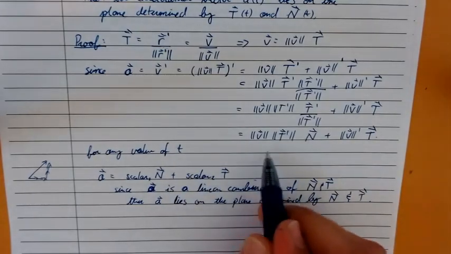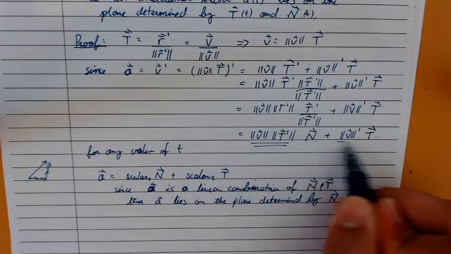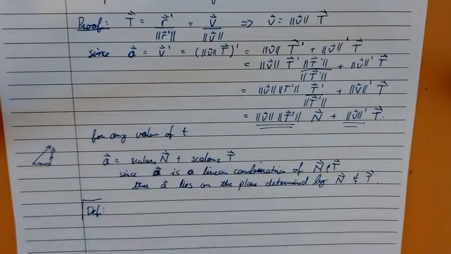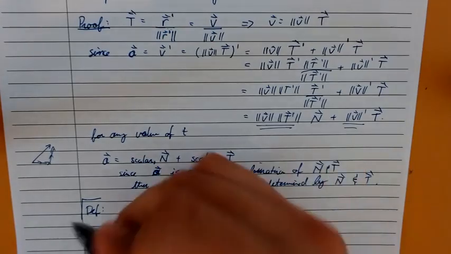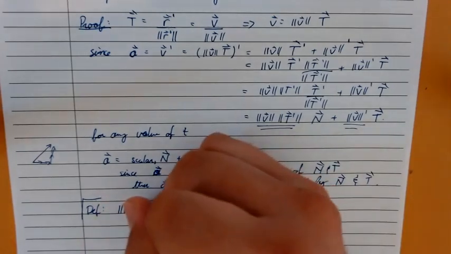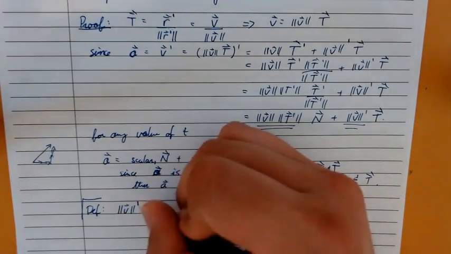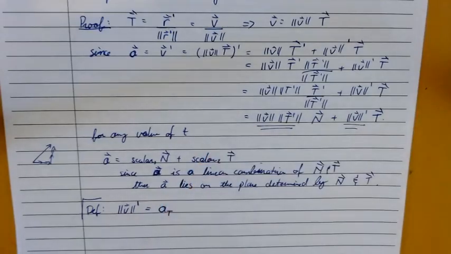This also gives us, hey look, not only is it some linear combination, we know exactly what the coefficients of that combination are. So this gives us the last definition for our section. Here, let's start with this one. The derivative of the magnitude of the velocity v is going to be denoted by a sub t. This is called the tangential component of acceleration.